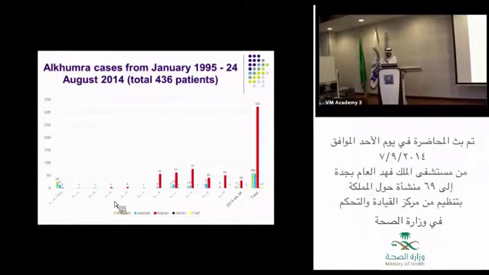This is the number of Al-Khumra virus cases from January 1995 till August 2014. The total number in Najran is 322 Al-Khumra virus cases. Red is Najran. The green one is Mecca. We have a total of 59. Jeddah, we have a total of 57. In Jizan, we have one case. And for Taif, we have four cases throughout this period.